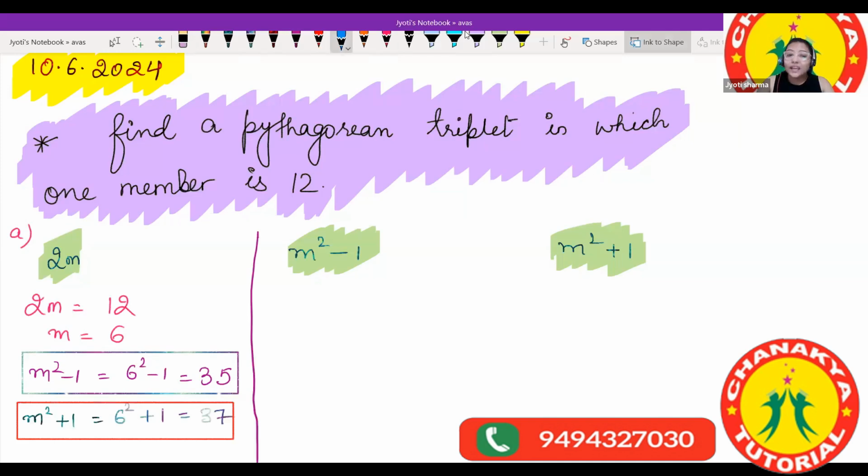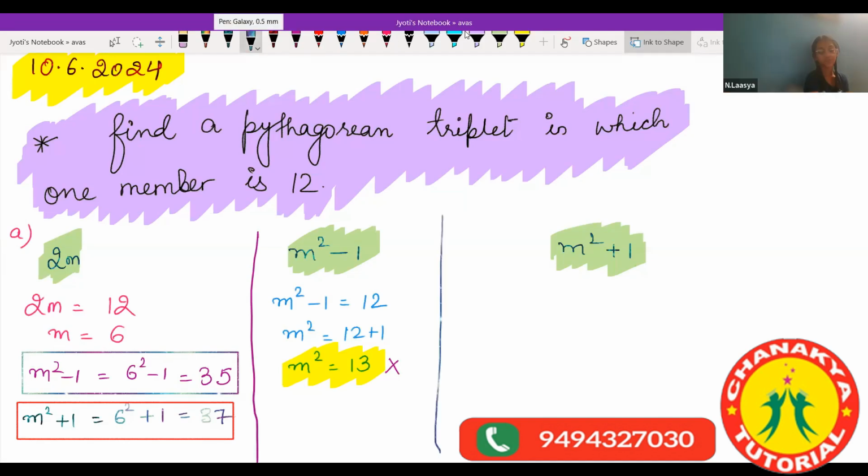Now, if you want to find using m square minus 1, that's also possible. Basically, m square minus 1 is equal to 12. Okay, m square is equal to 12 plus 1, so m square is equal to 13. Now, can you find m here? No, ma'am. So that's why it is not correct. Am I right? Are you getting my point?